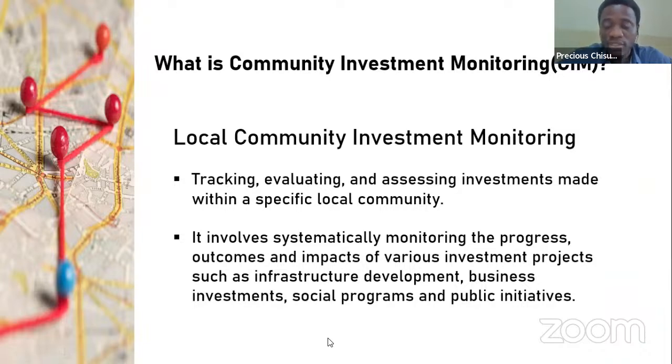So community investment monitoring is very key. As far as community development is concerned, it helps in the utilization of resources. It helps to hold people accountable for the impacts the investments are making in the community as well as the environment. It also helps in guiding investments to meet the community needs to foster sustainable development.